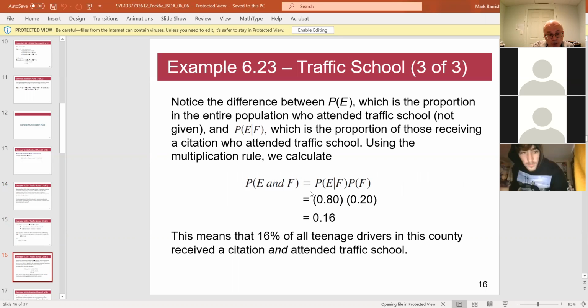Now, E and F are assumed here to not be independent. They're dependent. So when we multiply these two numbers, we get 0.16, which means that 16% of all teenage drivers received a citation and attended traffic school. So if we selected a teenage driver at random from the county, what's the probability that they received a citation and attended traffic school? The answer is 0.16. Any questions about that? This is the general multiplication rule.